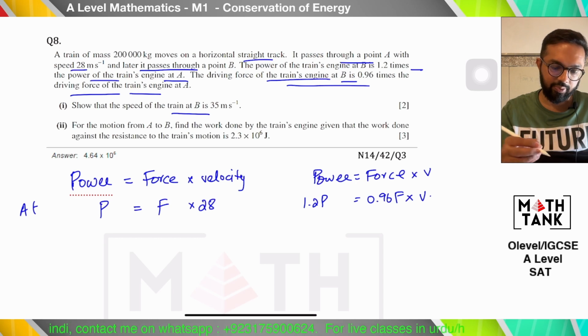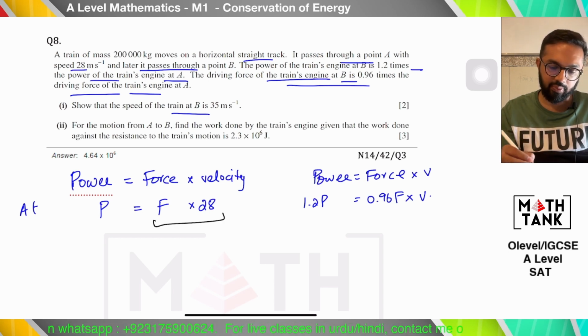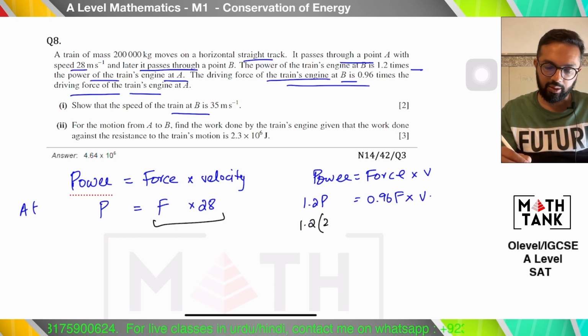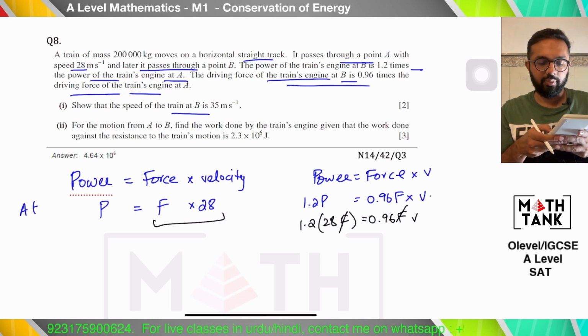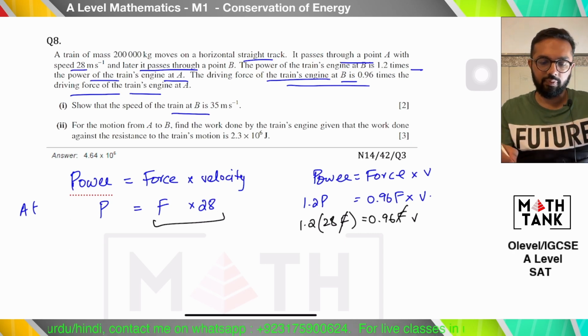Okay, can I make a substitution? Can I say that P equals F into 28? So 1.2 times 28 F equals 0.96 F V. F and F cancel out. 1.2 times 28 divided by 0.96. V gives me 35.